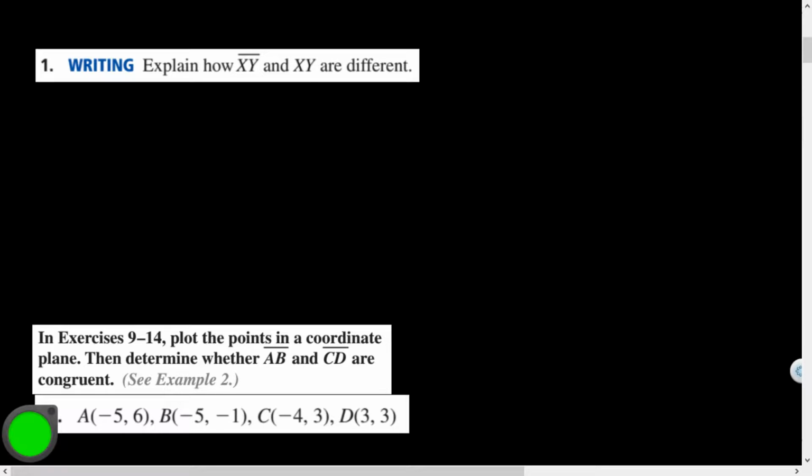Here we go. I'm just going to go over 3 questions. Problem 1, writing. Explain how segment XY and XY are different.